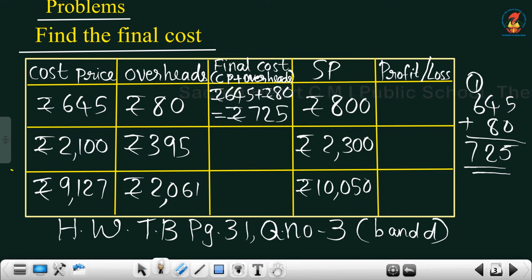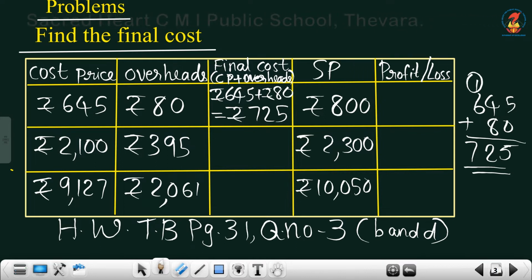And the final cost is what? Rupees 725. After that, I need to compare which and which? Final cost and selling price only. Not cost price and selling price. If overheads come, I need to compare which and which? Then only I know profit or loss. Final cost and SP. Is it? Here the final cost is 725 and SP is 800. And which one is higher here? Selling price is higher. Selling price is 800 and the final cost is 725.